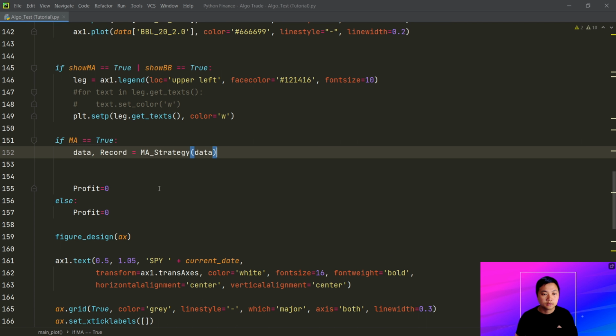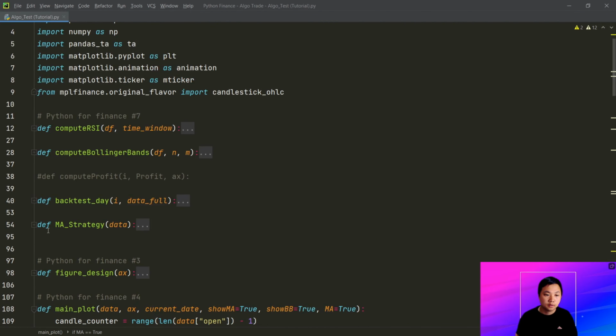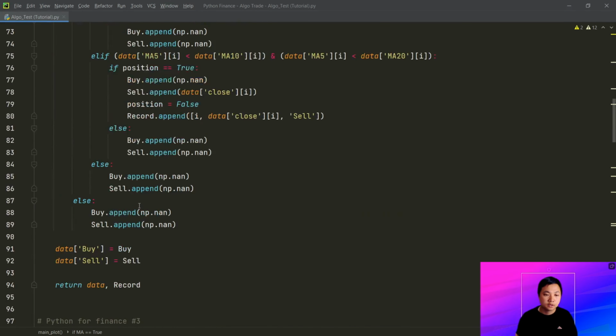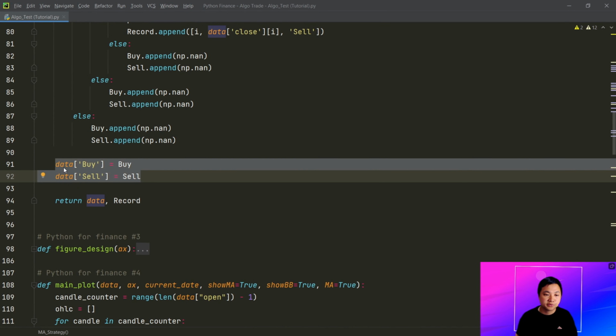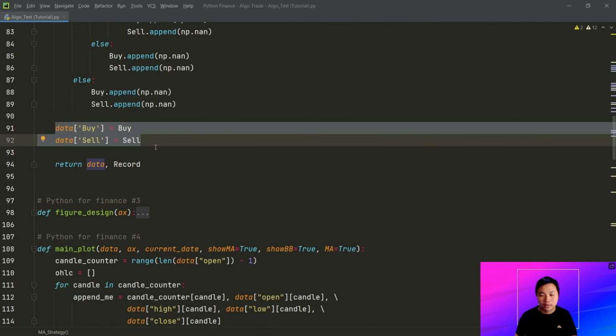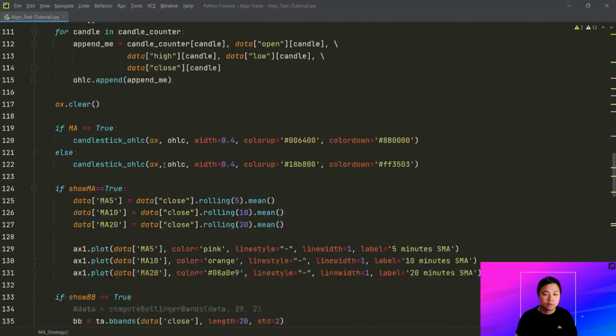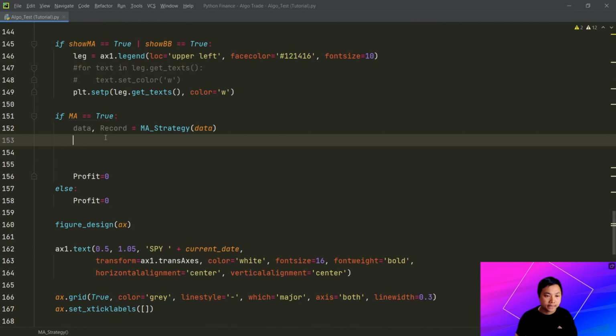Just retrieve the result from these MA strategies, and this is the data that we provide in these MA strategies. Of course, it will also show me the result with, if you remember, the 2 added columns, a buy and sell column, which shows our buy sell actions. And then it will also return me a list of the records for the entire day.